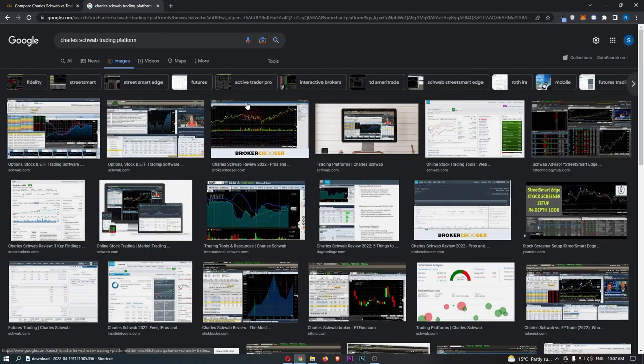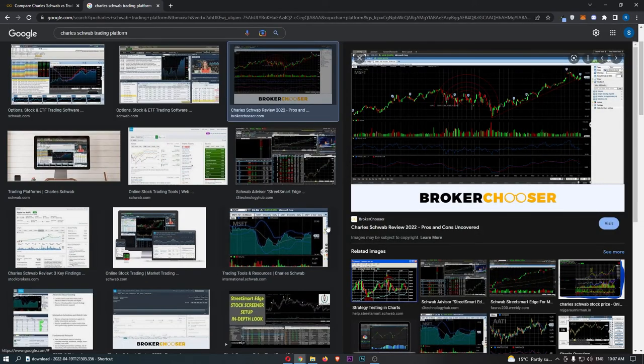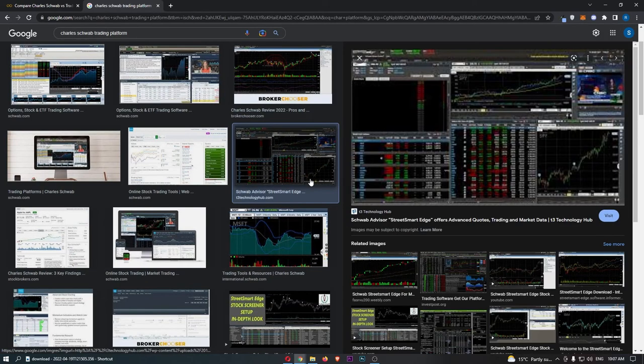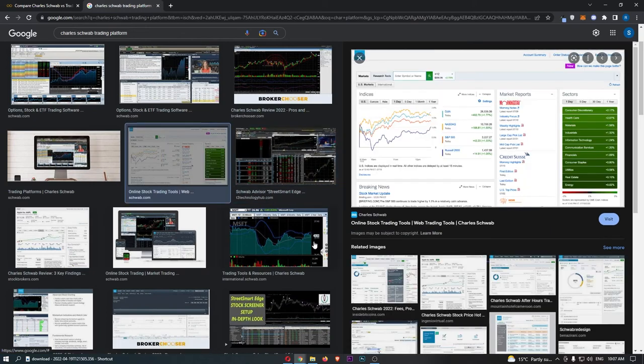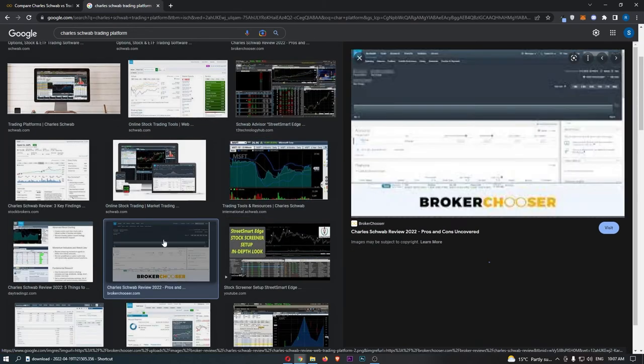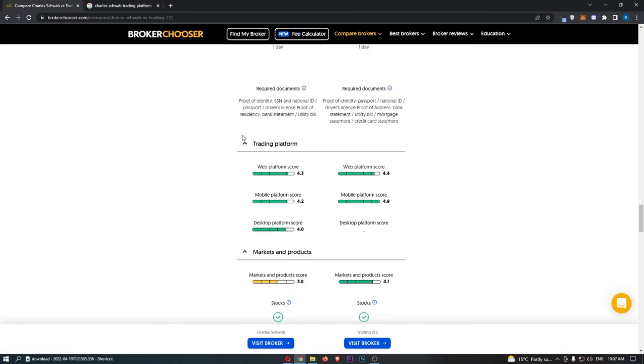And then we have Charles Schwab. Now, Charles Schwab, the trading platform, definitely not as nice. You can see it kind of looks like, what's that trading platform? MetaTrader. It kind of looks like MetaTrader. So definitely not as nice there. And I'm absolutely going to give the points to Trading 212.